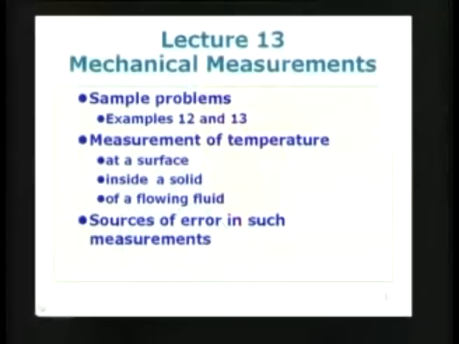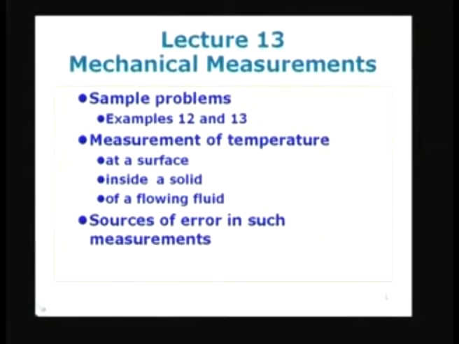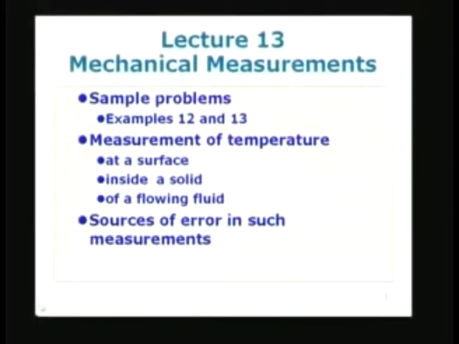take up the study of measurement of temperatures under various circumstances, like for example the measurement of temperature of a surface, measurement of temperature within a solid, and of course measurement of temperature of a moving fluid. These are typical applications which occur in engineering practice. And then, more importantly, we will look at the sources of error in such measurements and how to either estimate these errors or what are the methods which we can use to minimize these errors. These are the things we are going to discuss.